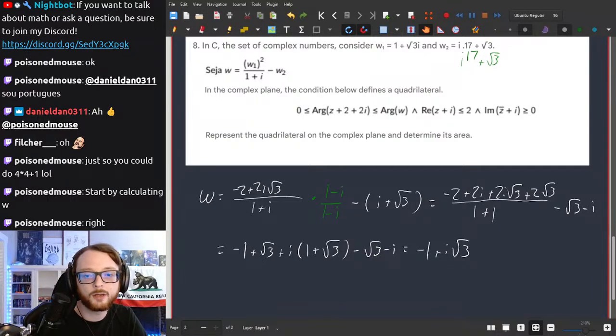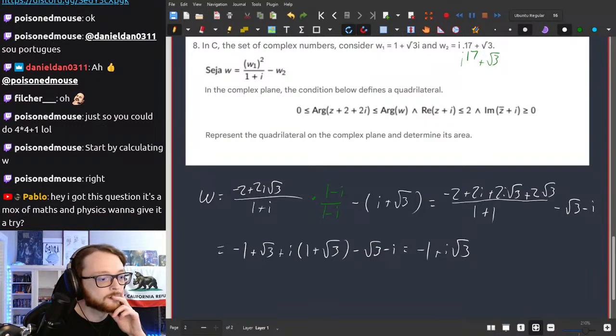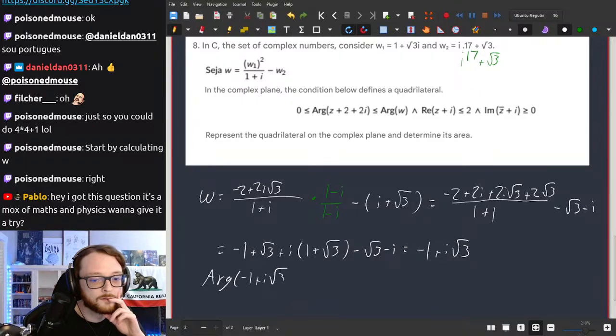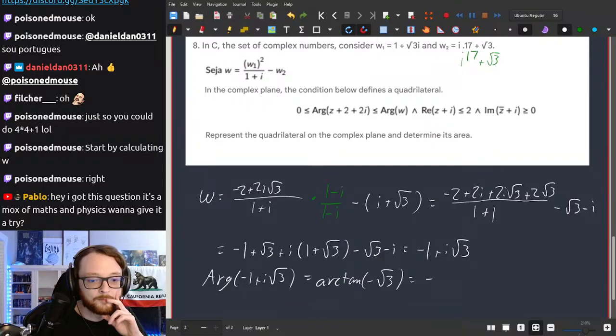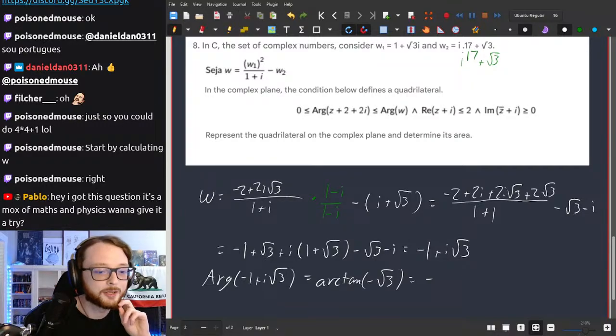So I guess we're going to need to find the argument of this, so we can do that. Sorry. This is second quadrant? Bruh.